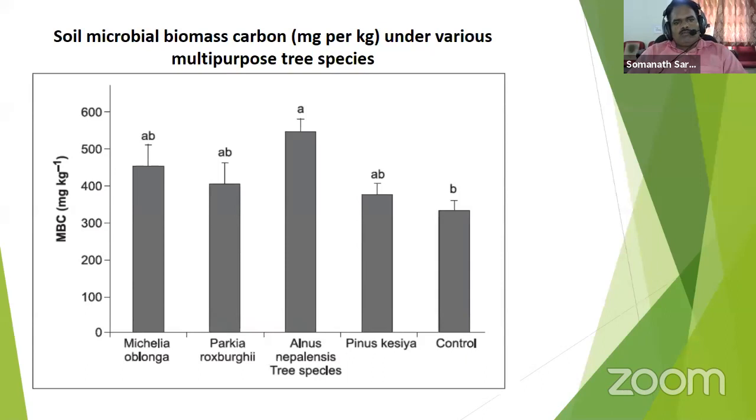Soil microbial biomass carbon under various multi-purpose tree species. These are some. Ulmus nepalensis is a leguminous species, and with the stem Frankia, it fixes atmospheric nitrogen, and microbial biomass carbon is higher in such agroforestry systems having the tree species Ulmus nepalensis. Especially it is growing in North Indian states.